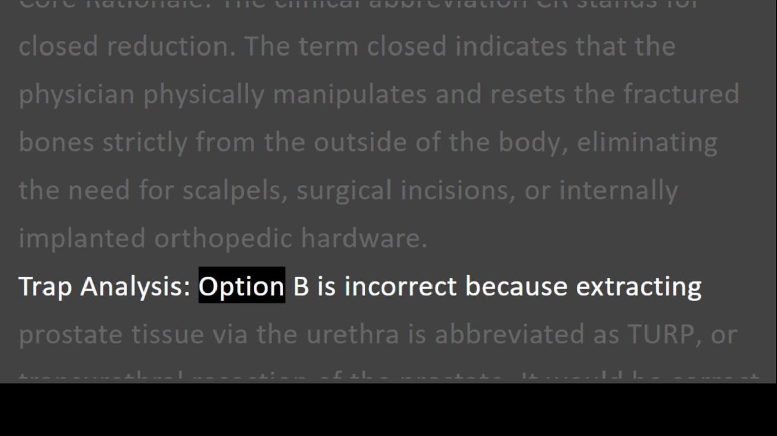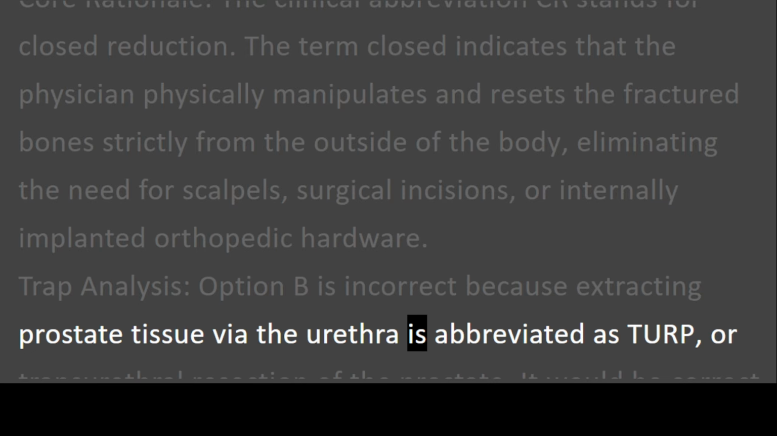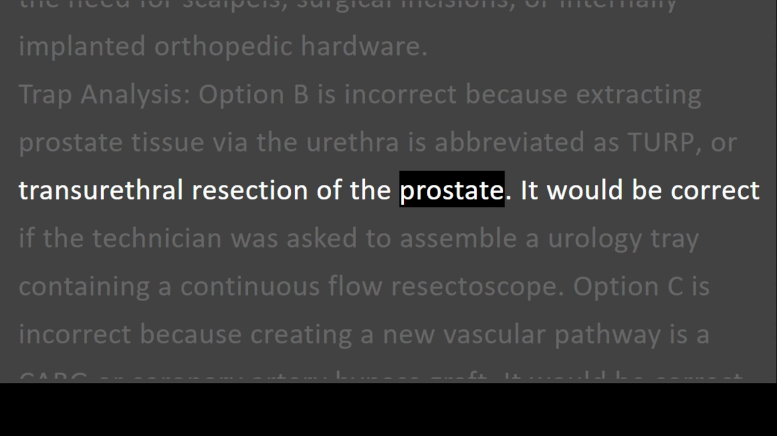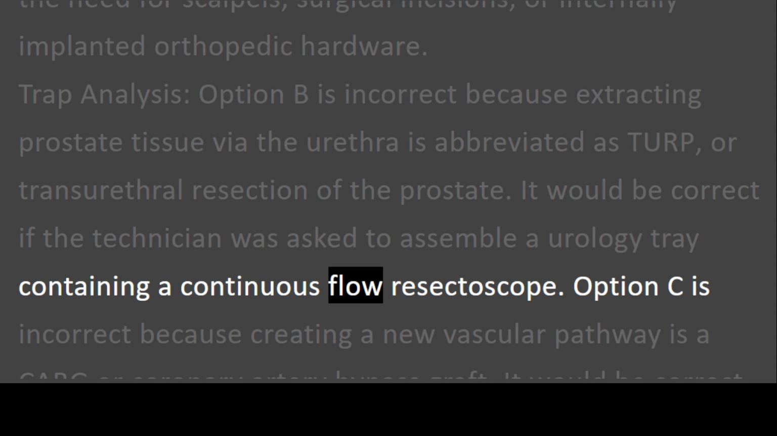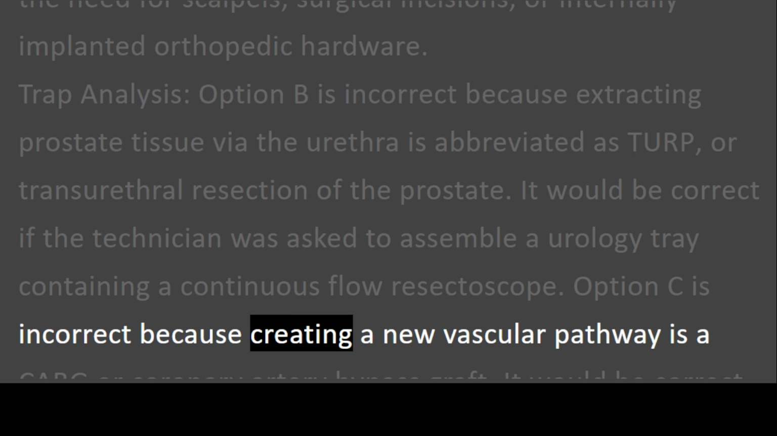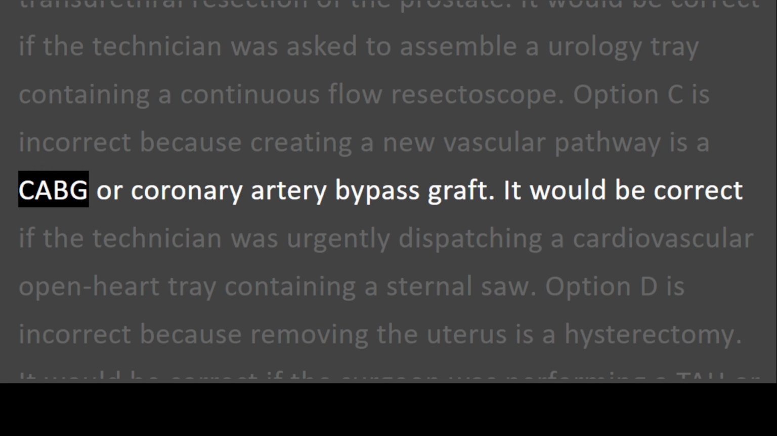Trap analysis. Option B is incorrect because extracting prostate tissue via the urethra is abbreviated as TURP, or transurethral resection of the prostate. It would be correct if the technician was asked to assemble a urology tray containing a continuous flow resectoscope. Option C is incorrect because creating a new vascular pathway is a CABG, or coronary artery bypass graft.